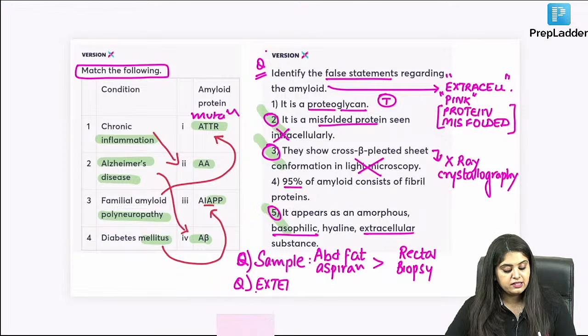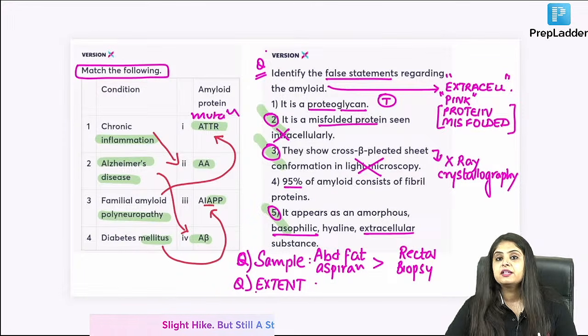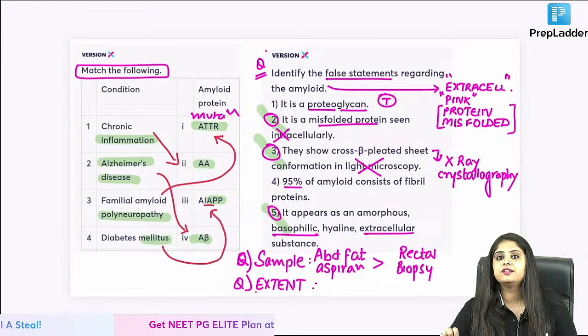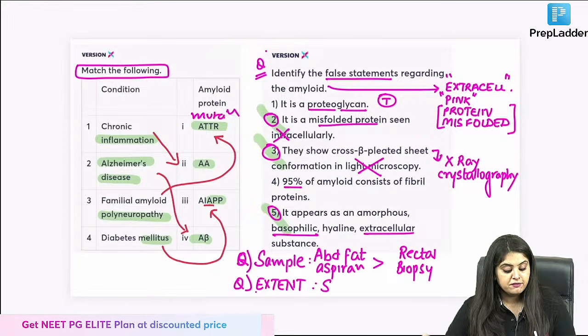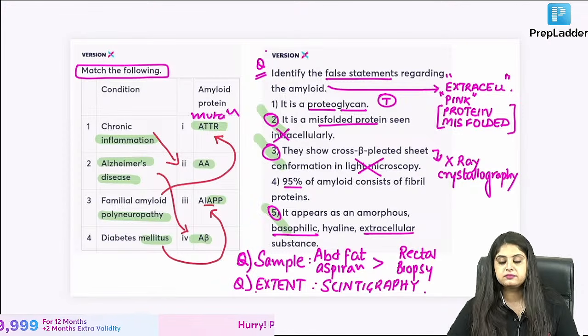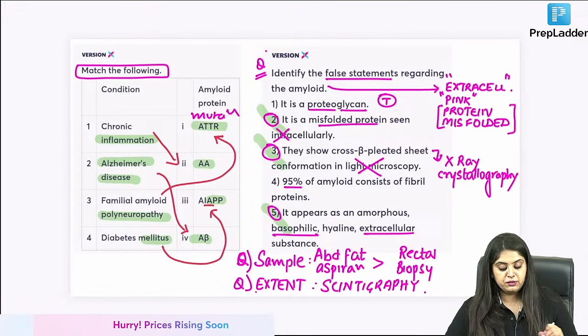How do you know the extent of amyloidosis? How much percentage of the body is affected? Has it gone into all organs? Has it gone into 50% of the body? For that we have a technique which is known as scintigraphy. Scintigraphy is done to know the extent of amyloidosis. So this is also done.